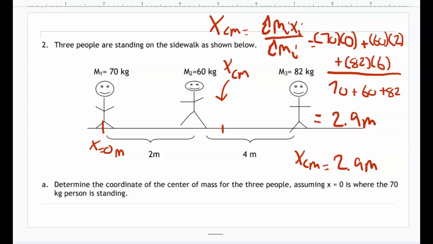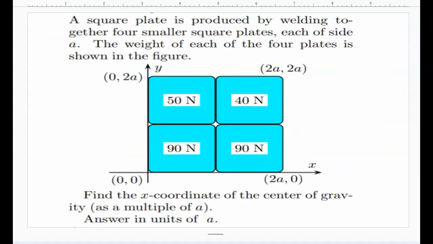Okay, so now let's go to the next slide. Let's take a look at this next question. This question is one of your quest homework questions. The question says, a square plate is produced by welding together four smaller square plates, each of side A. The weight of each of the four plates is shown in the figure. And the question asks you to find the x-coordinate of the center of gravity as a multiple of A.